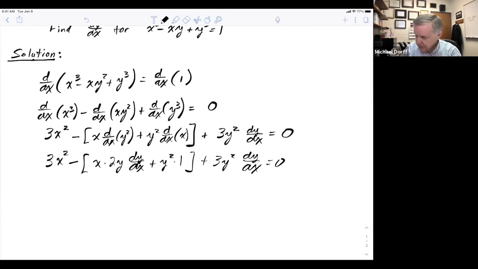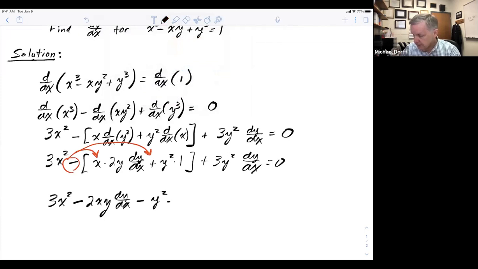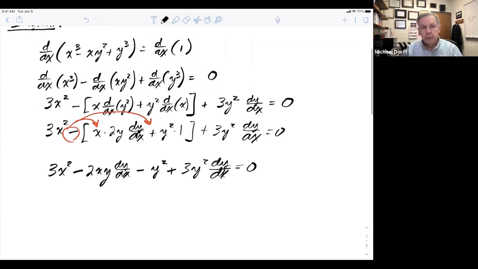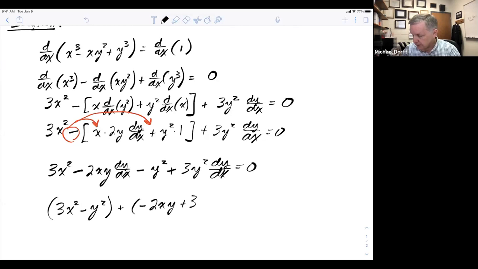Now I'm going to make sure that I distribute this negative to both terms here. So I get 3x squared minus 2xy dy dx minus y squared plus 3y squared dy dx equals 0. Now I want to group everything that has a dy dx together and everything that doesn't have a dy dx together. So I have a 3x squared minus a y squared grouped together, and then I have plus a negative 2xy plus 3y squared dy dx grouped together.